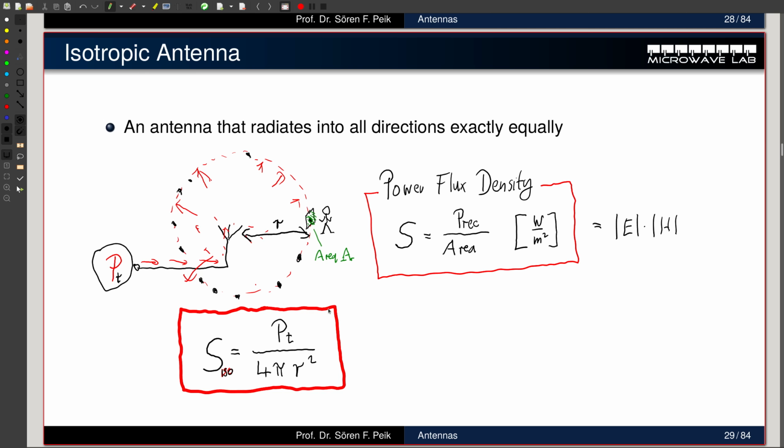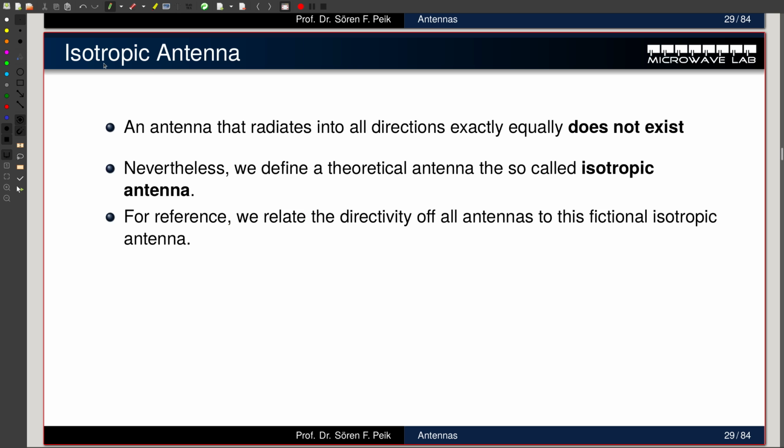The isotropic antenna has a disadvantage. An isotropic antenna does not exist. There are several reasons for that. You cannot build an antenna with a cable on it. Where the cable is, you already have a non-perfect symmetry. And also, E-field lines always start somewhere and end somewhere. So there's no way to build something that actually has perfect symmetry.